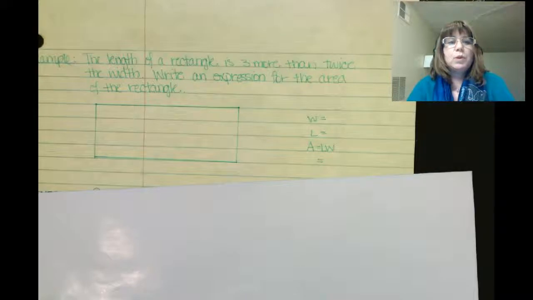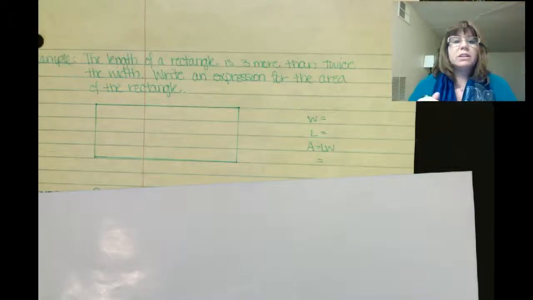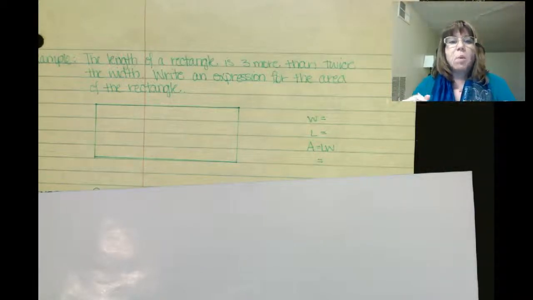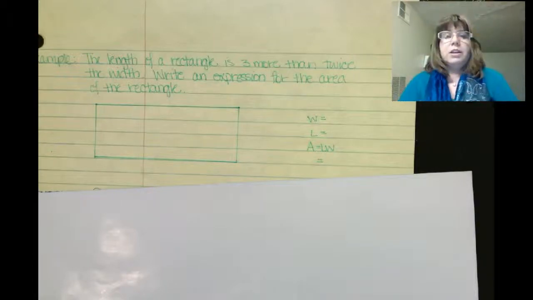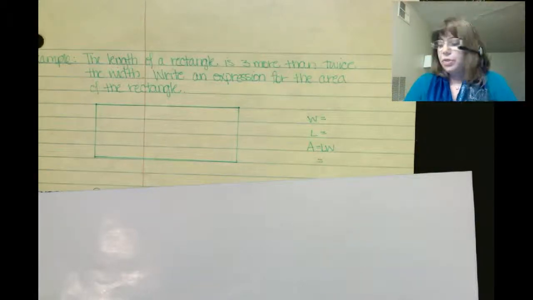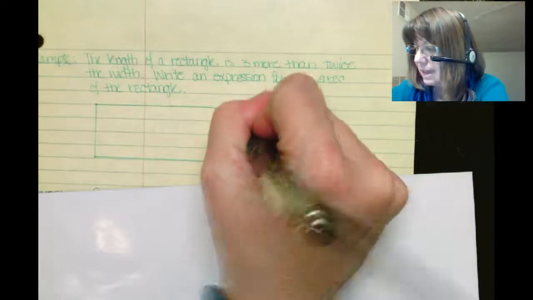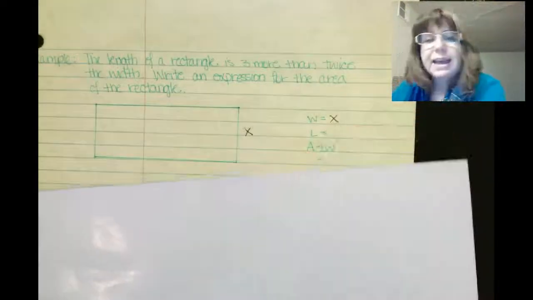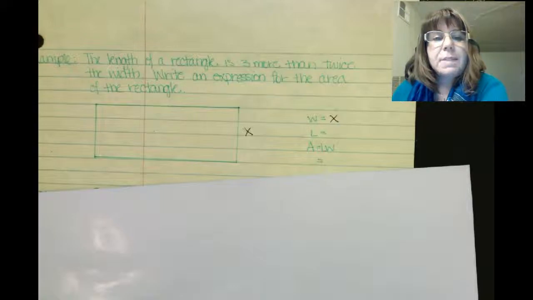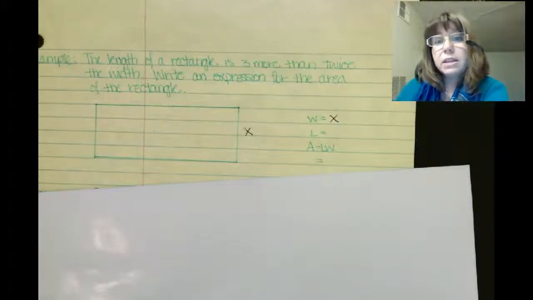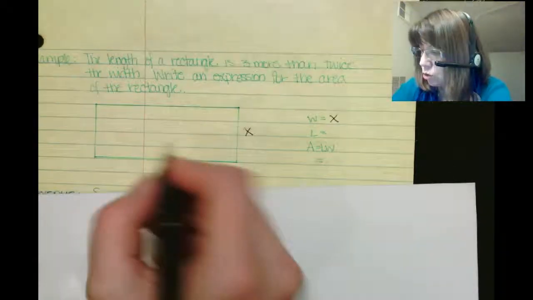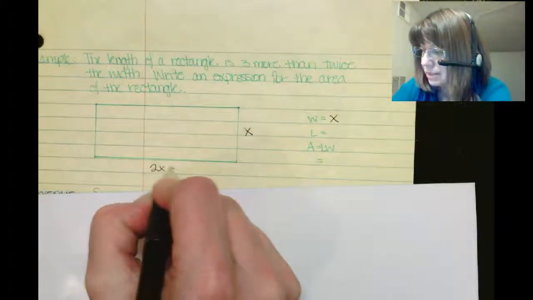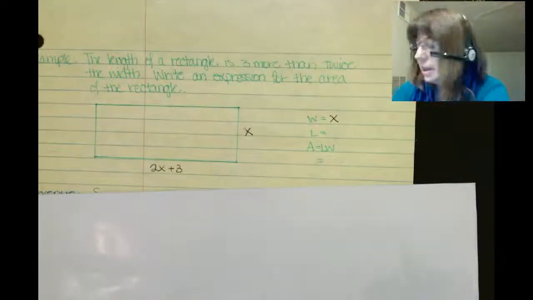Let's take an example of a word problem dealing with a rectangle. So the length of a rectangle is 3 more than twice the width. Write the expression for the area of the rectangle. So let's see. I don't know what the width is, so I'm going to mark that as x. And I'll just say the width is x. And I do know that the length of the rectangle is 3 more than twice the width. So twice the width plus 3 is going to be the length.